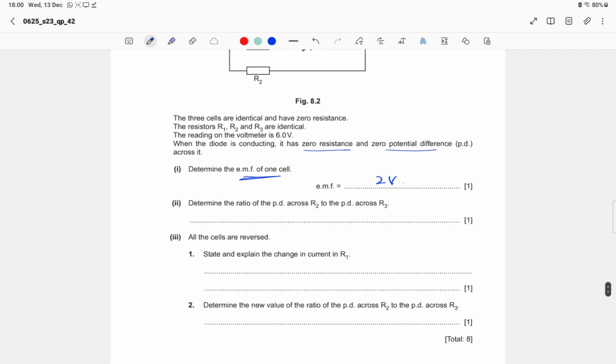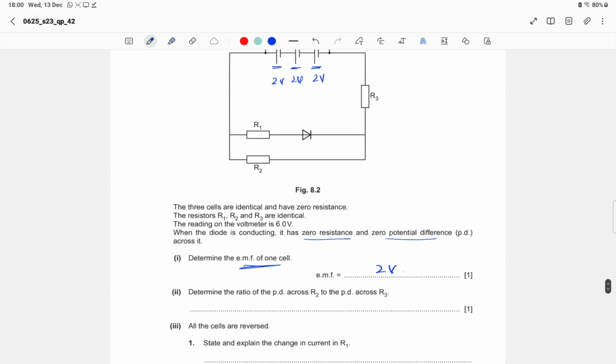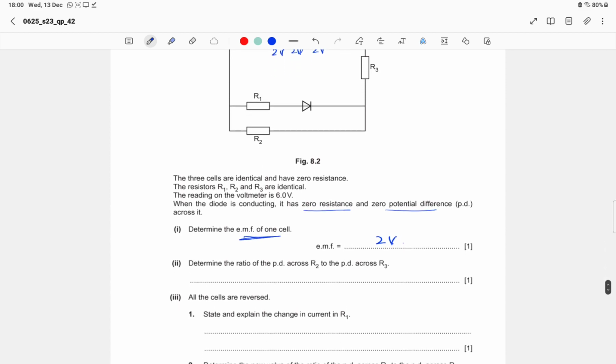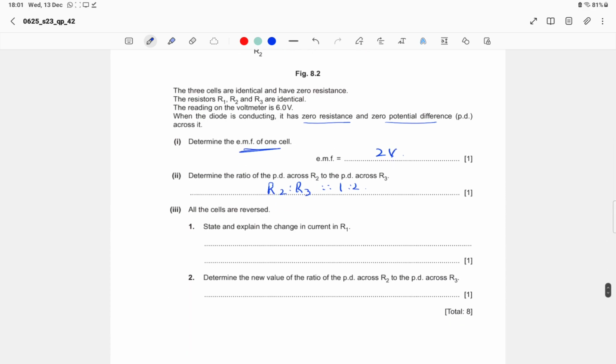Determine the ratio of the PD across R2 and the potential difference across R3. So it's going to be 1:2 because, just a second, R2 to R3 is going to be 1:2 because R1 and R2 are in parallel, so their total resistance will decrease. If their total resistance is X, the resistance of R3 will be twice of that.